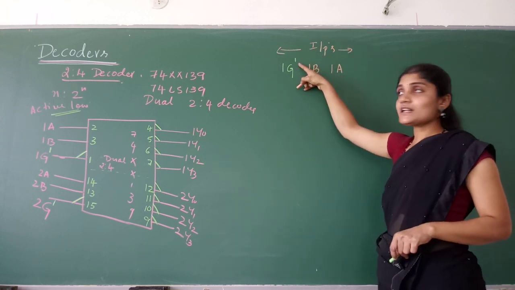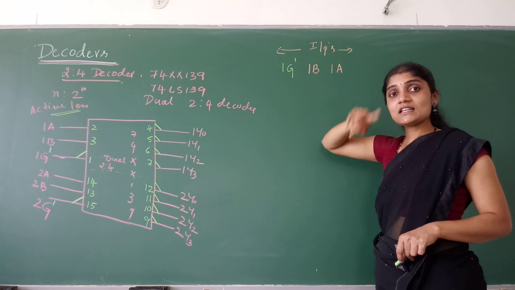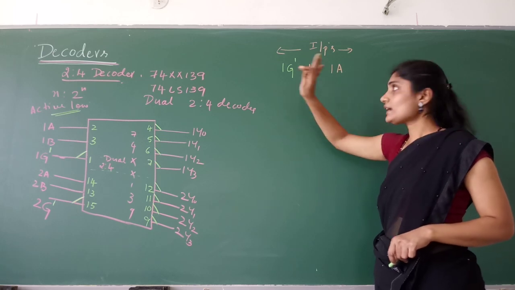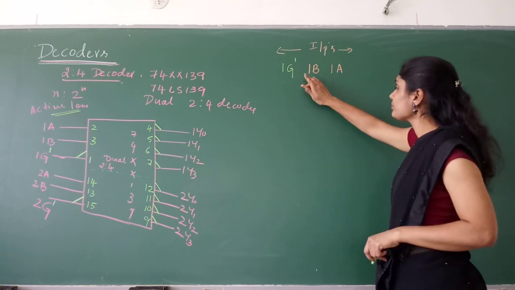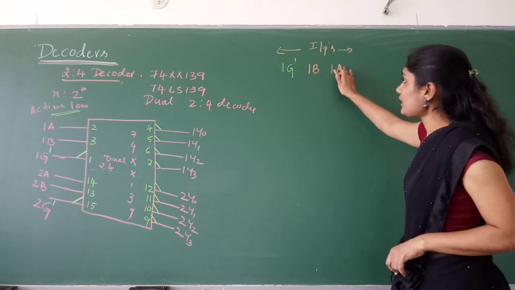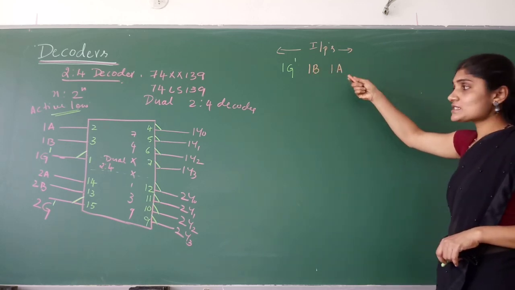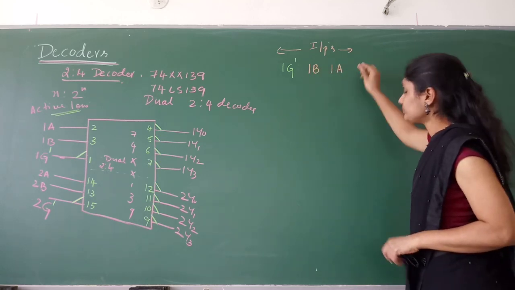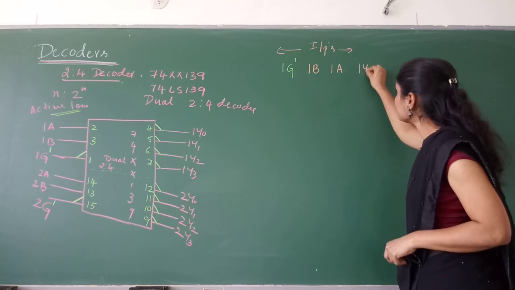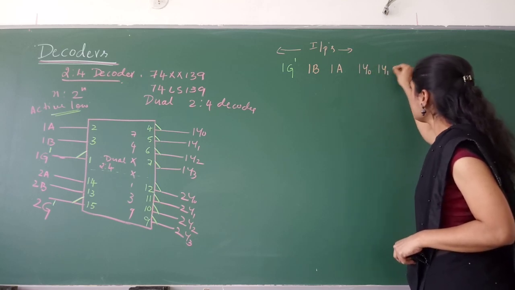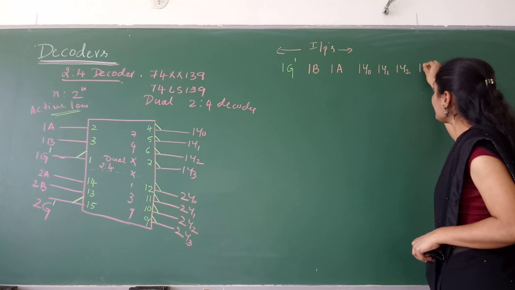Why are we writing it as 1G dash? Because this is an active low input. You will come to know the meaning of active low. So 1G dash, 1B, 1A are the inputs. Outputs, 4 outputs, that is 1Y0, 1Y1, 1Y2, 1Y3.